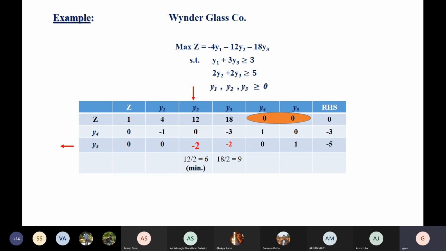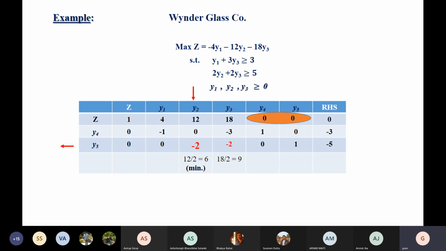How? Suppose I try to make it standard form by just multiplying by -1, because these two are greater than or equal to constraints, right? So the table becomes this one, isn't it? This is the table if we multiply by -1, where y4 and y5 are the slacks for constraint 1 and constraint 2. Clear?